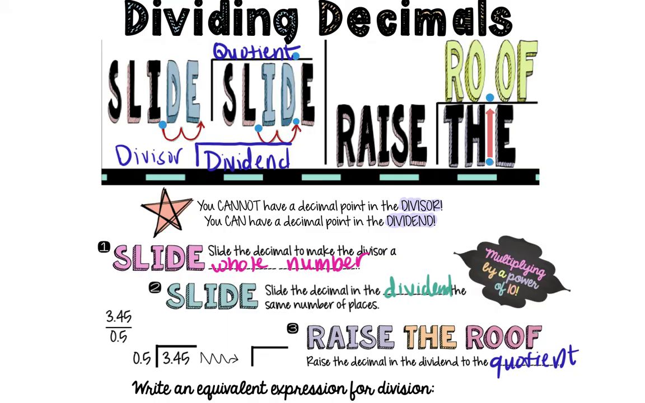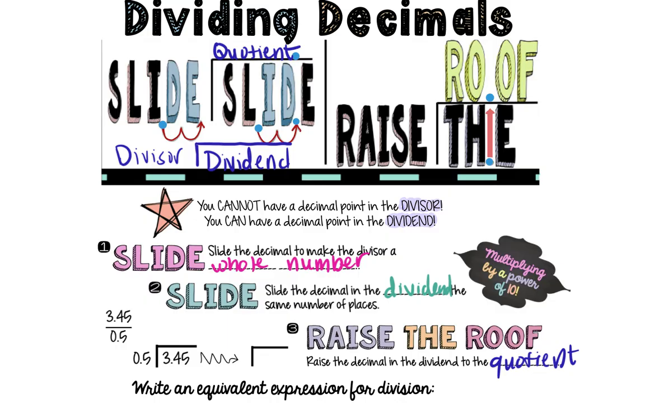Let's say that we have the problem 3.45 divided by 0.5. Notice I can write it just like this as a fraction. And top dog goes in the house, so this is how I write it as a decimal. Technically, we want to multiply by a power of 10 to get rid of the decimal in the divisor. So this says 3.45 divided by 0.5. I don't want 0.5. I want a whole number.